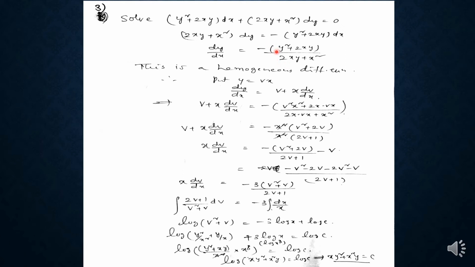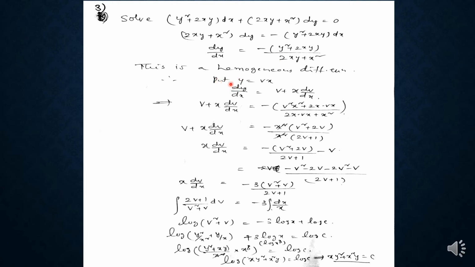For that, check the degree of each term. The degree of the first term is 2 and the second term is also 2, 1 plus 1, 2. In the denominator, the degree of the first term is 2 and the second term is also 2. So we can say that this is a homogeneous differential equation.